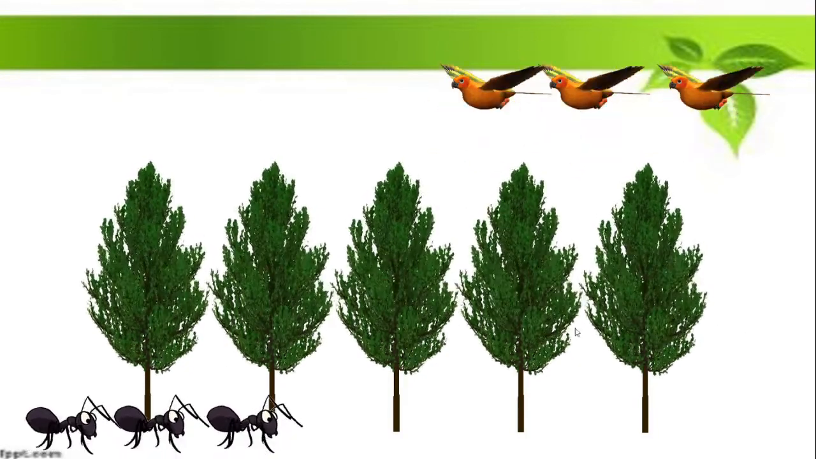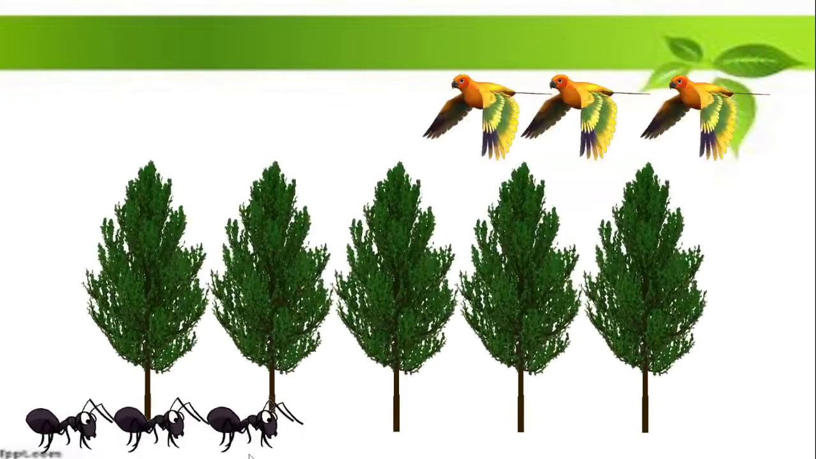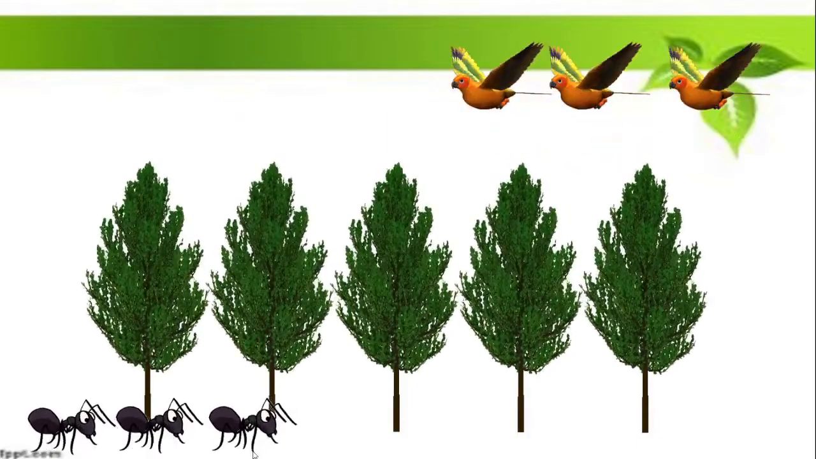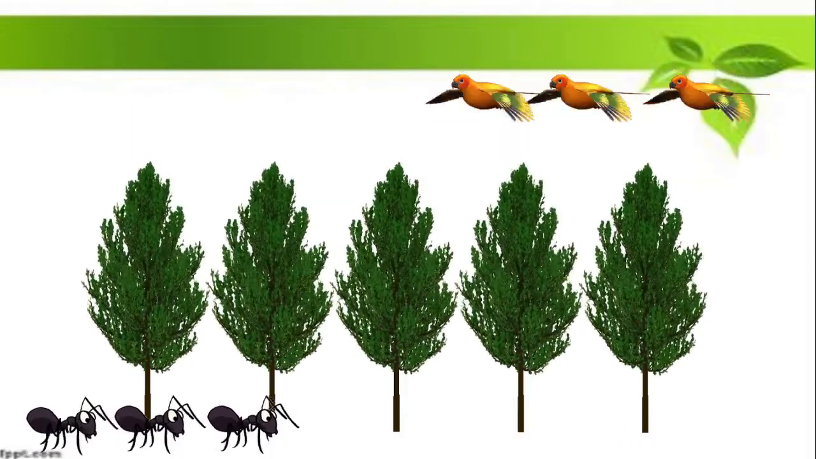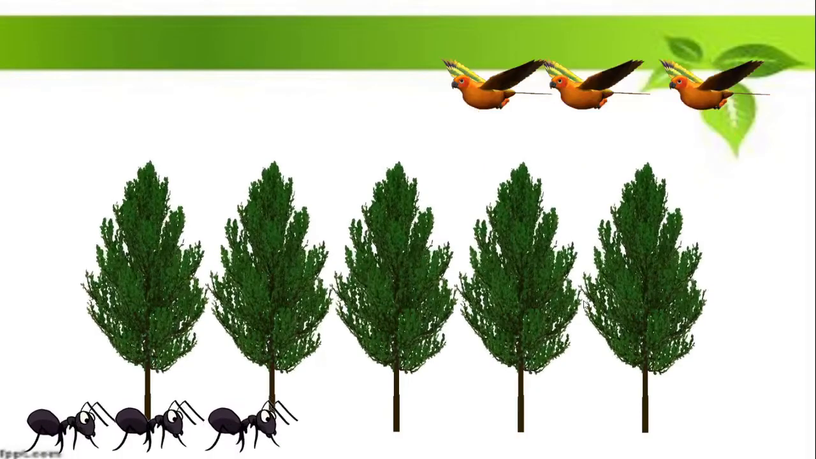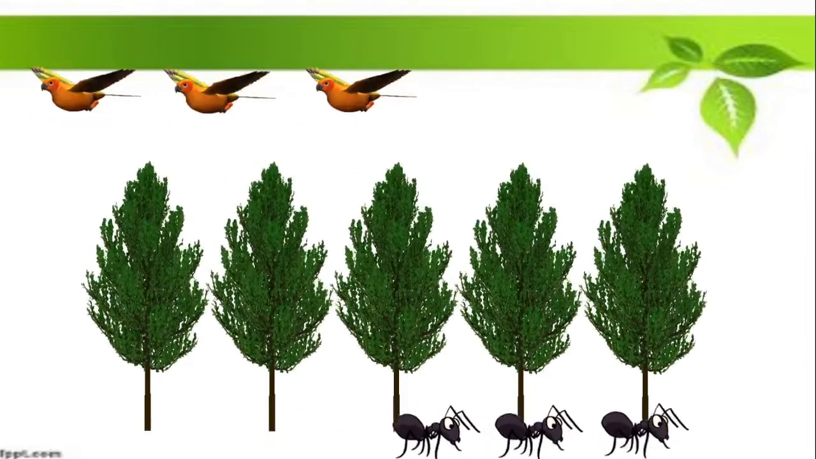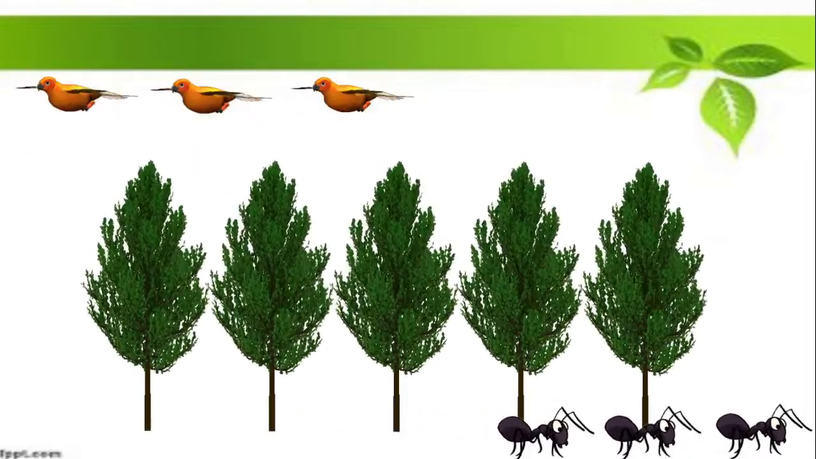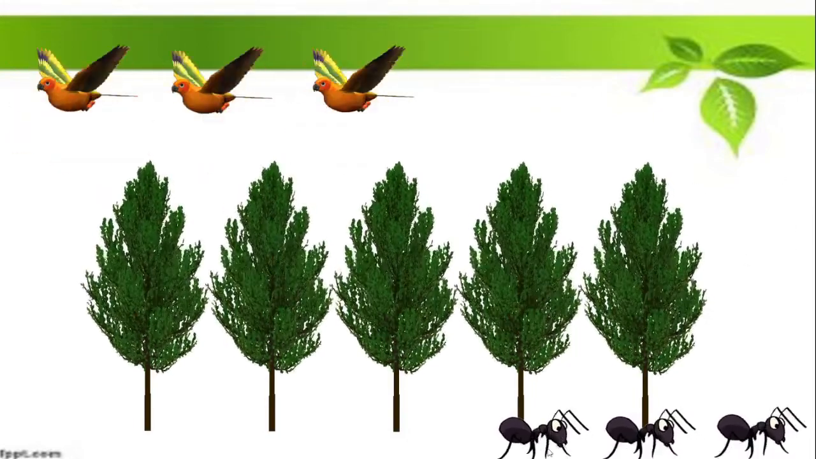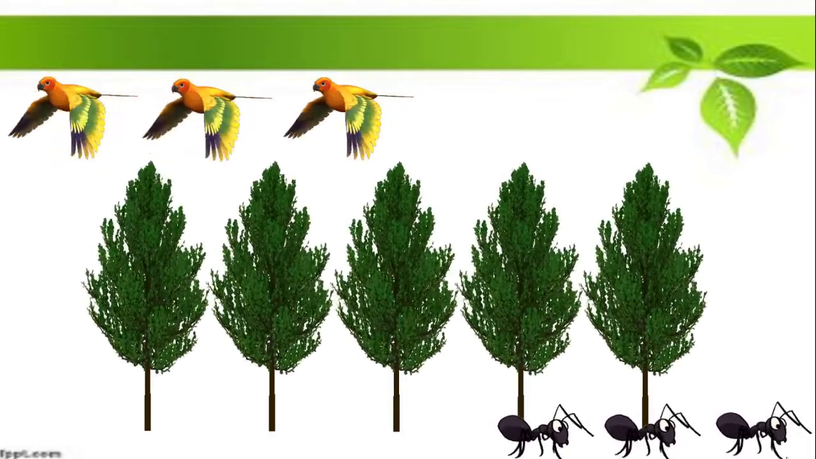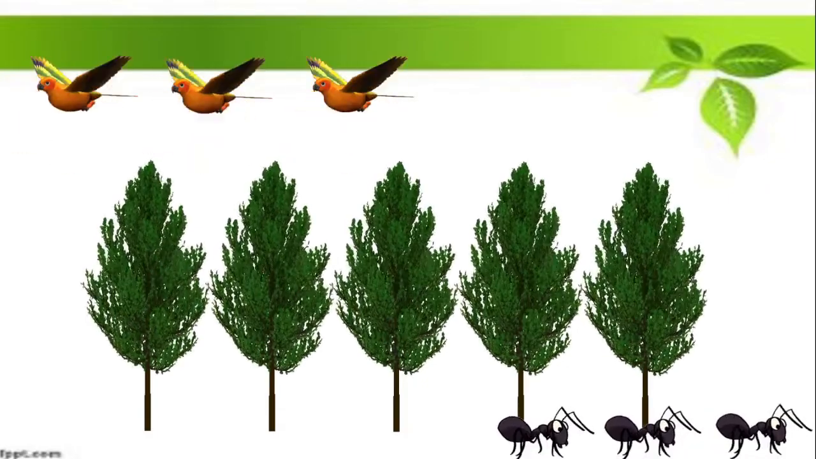Here also you can see so many trees, so many birds, and here you can see the ants. Come on, tell me, who is above and who is below? Yes, you have to observe these trees and birds and ants. You have to compare the position. You are right. Birds are flying above the trees and ants are moving below the trees. Very good. I hope you understood about the meaning of above and below.